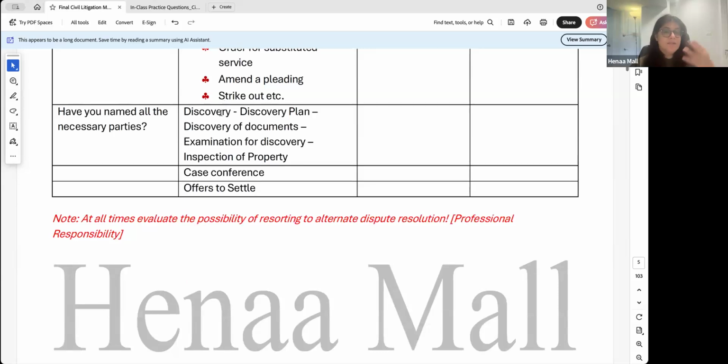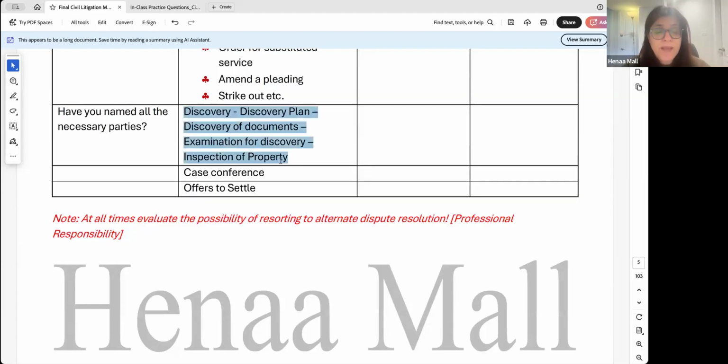Then, of course, discovery of documents. This is huge. This entire process will obviously undergo a massive change when they bring in the new rules. Discovery plan, examination, inspection of property, all these are set to undergo changes, but not for your exam that is going to take place in February 2026, because they're planning to roll out the changes only by the mid of next year.